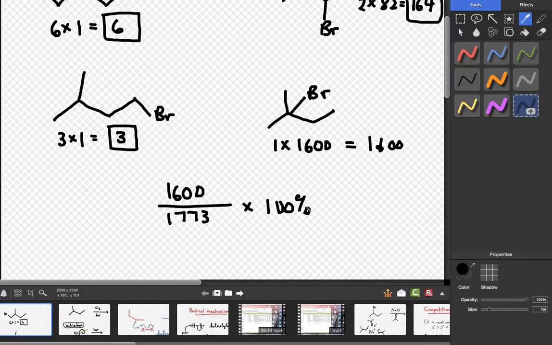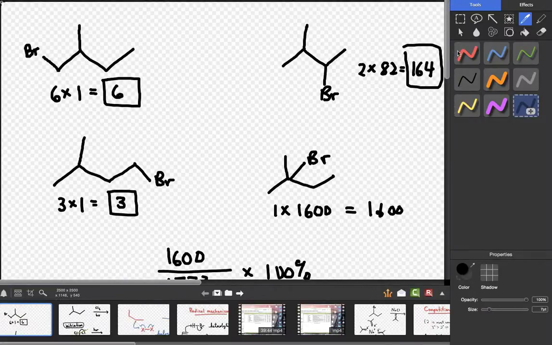So bromination, much slower kinetically, but gives you a much more selective process in terms of making either a secondary or a tertiary alkyl bromide. So in the lab, if we use the free radical mechanism, we do bromination over chlorination.